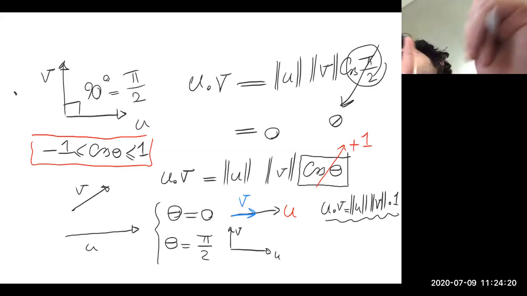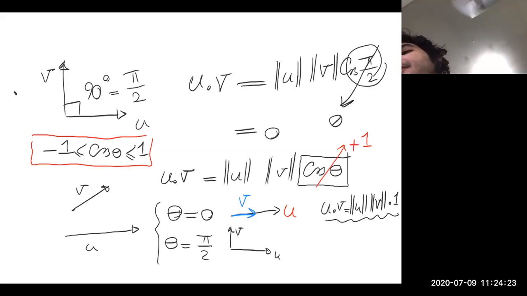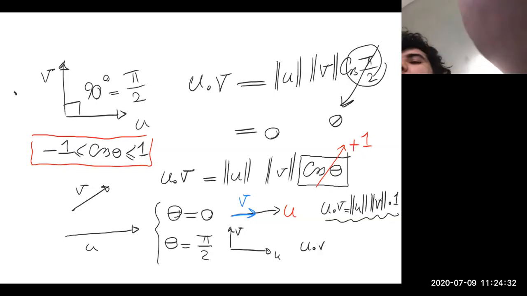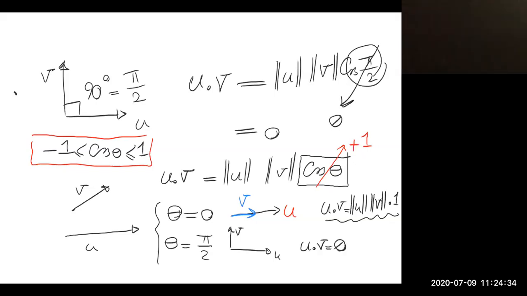It seems they are in completely different directions, right? They're normal to each other. They have completely different directions. Then the inner product would be 0 because cosine of pi over 2 is 0.